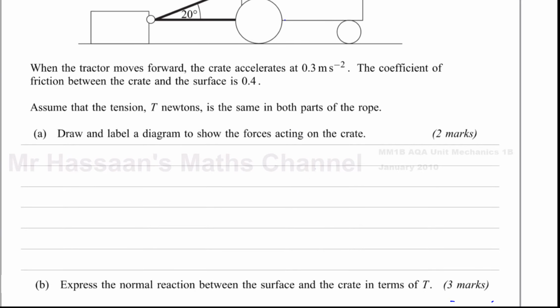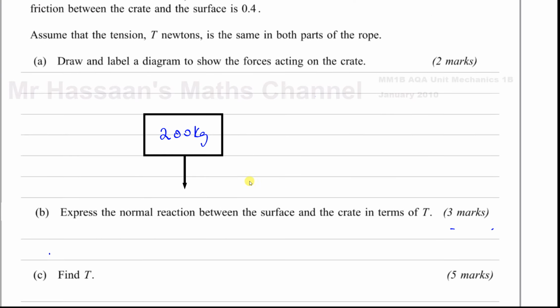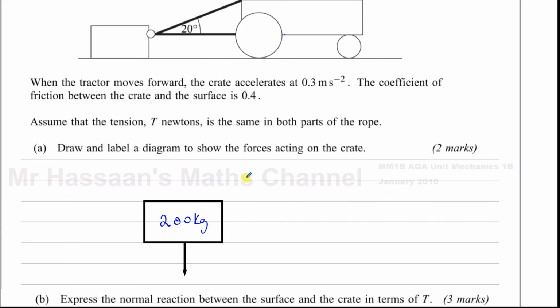Here we have to make a diagram to show the forces acting on the crate. So I'm going to draw a rectangle to represent the crate. Of course, this crate has its weight acting on it, which acts vertically downwards. We know that the crate has a mass of 200 kilograms, as they told us. So the weight is going to be 200g newtons.